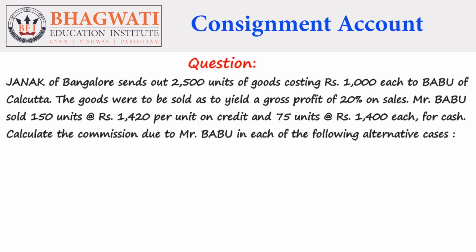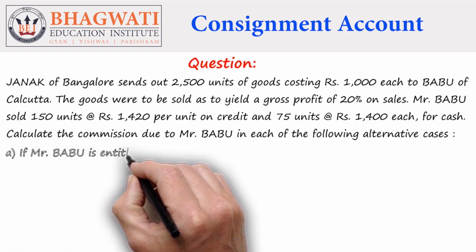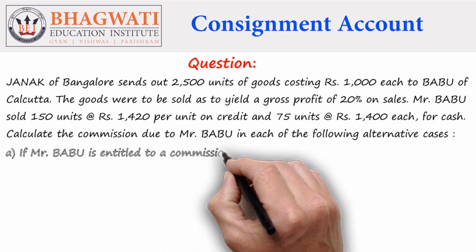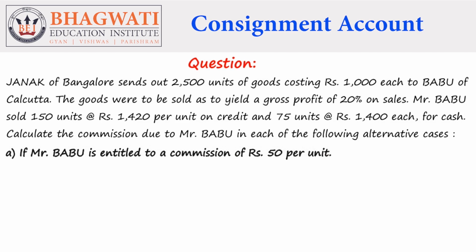Now, let us discuss what is the first case over here. Case 1. If Mr. Babu is entitled to a commission of rupees 50 per unit. Fine. Now, let us discuss this particular case. Here they have not given which type of commission it is. If nothing is given, it is to be treated as an ordinary commission.